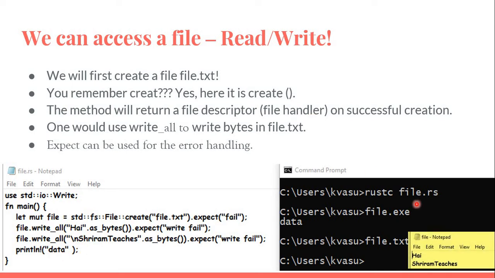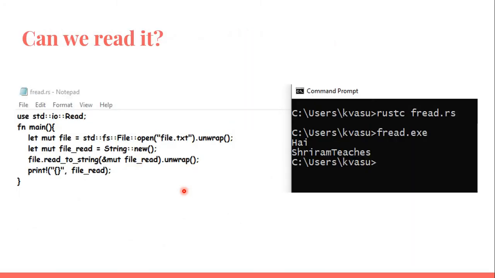Now if you see, I have created the file. The file name is file.txt, and first "hi" has been printed, and then "Shriram teaches" has been printed properly, and it's saved. And when I open the file, I could see here, as a separate notepad, the file.txt. That's it. I used the create system call or the method for creating a file. I used expect for us to handle the error. That's very simple.